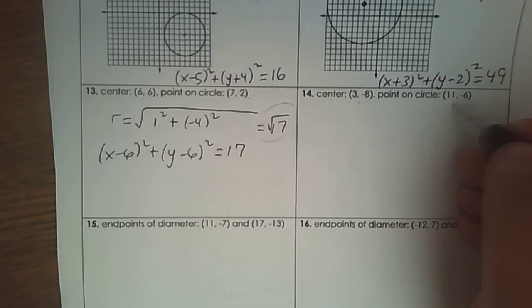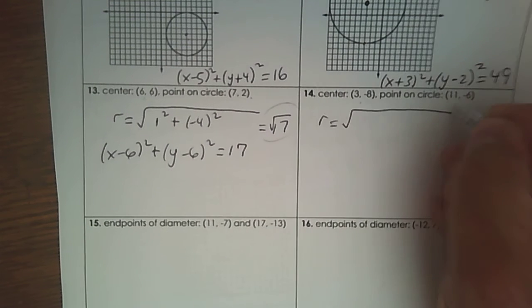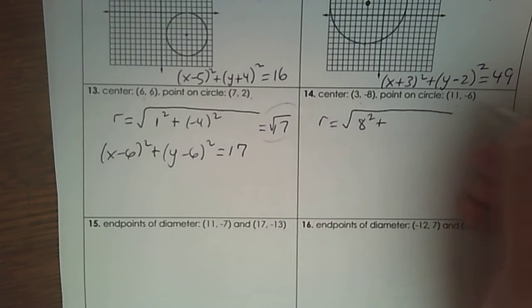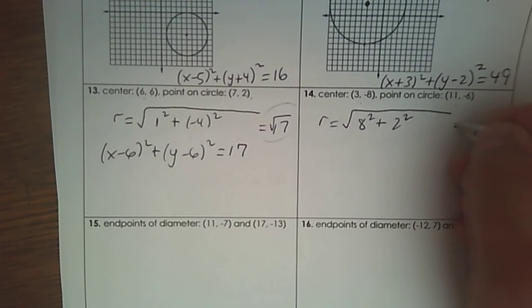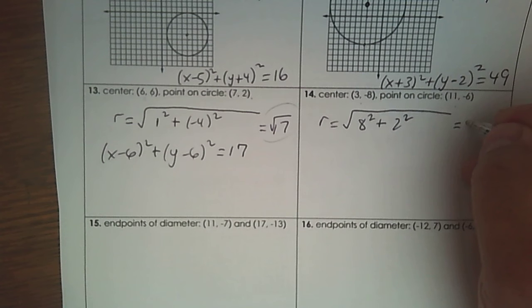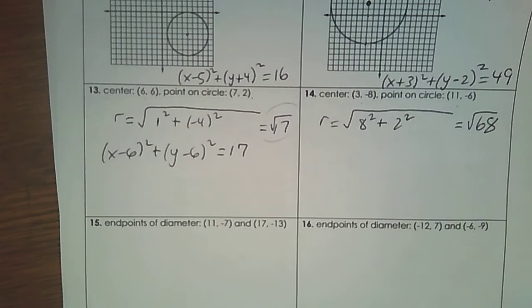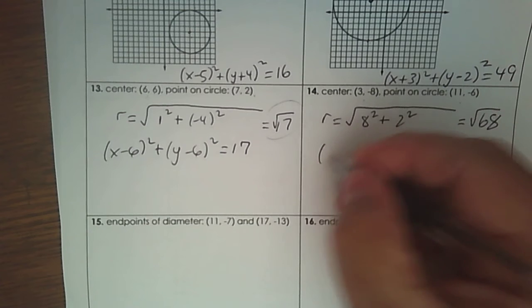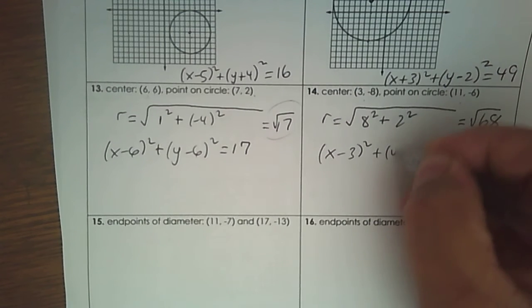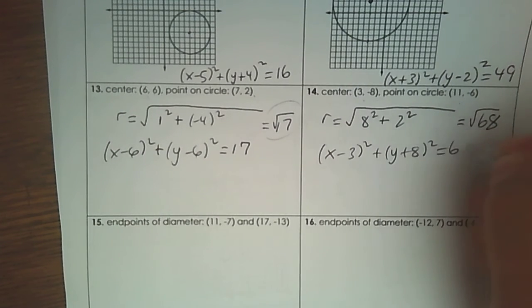So again, center and a point on a circle. We're going to use the distance formula to find the radius. So subtract the x's, that's 8 squared. Subtract the y's, be careful when you subtract the negative, you're adding, so it's 2. So then put that together. That's 64 and 4. That is the square root of 68. And then when you put it together, you get x subtract 3 squared, y plus 8 squared, and then that's just 68.